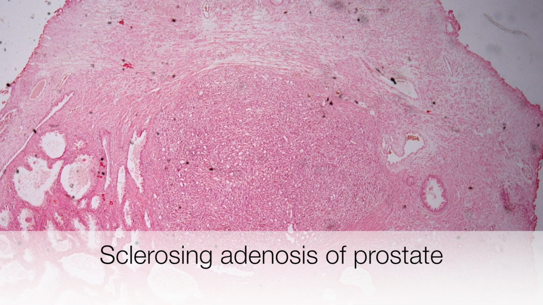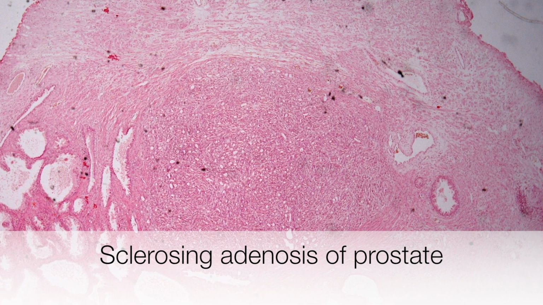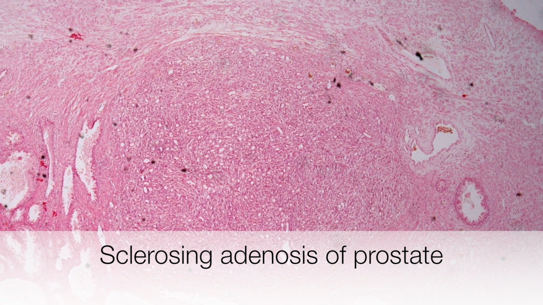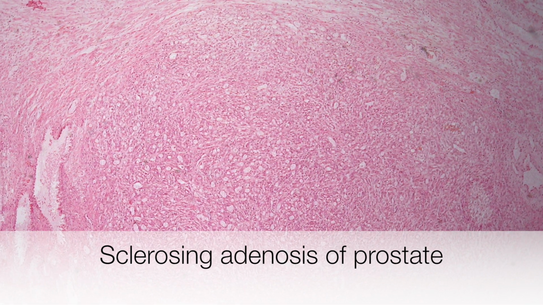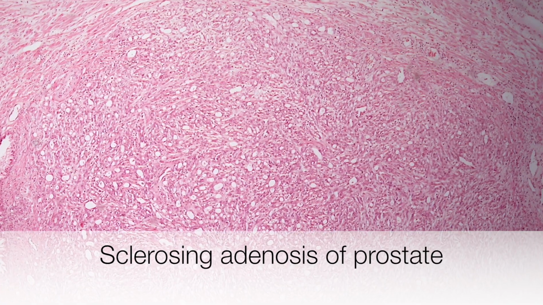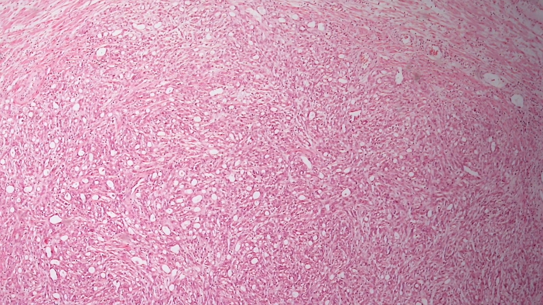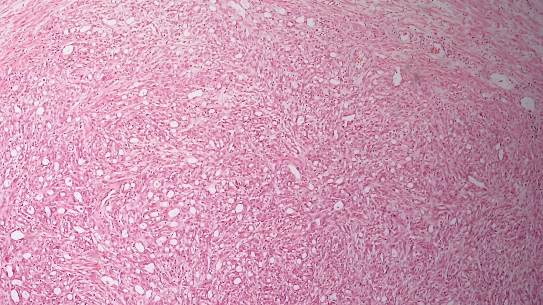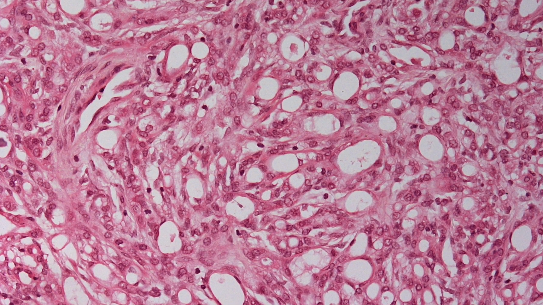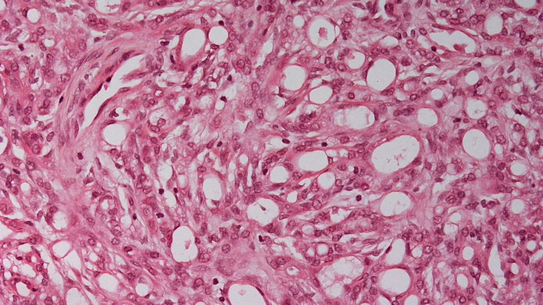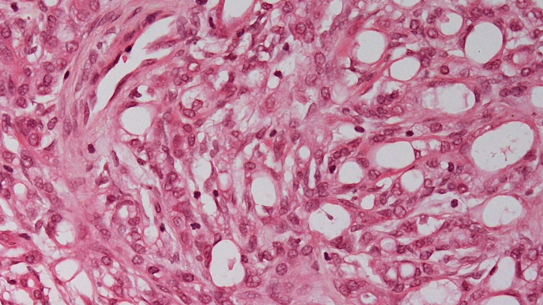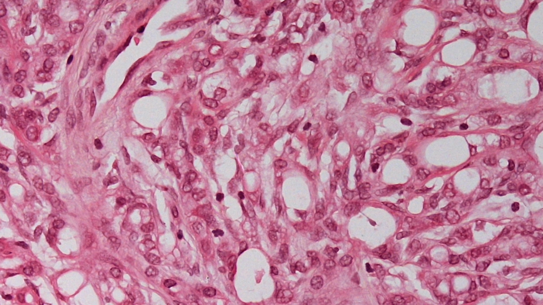Here is a TURP chip containing a nodule of sclerosing adenosis. This is a high power view where you can appreciate the highly cellular appearance of the lesion, and at the highest magnification you can see these rather distorted acini lying in a cellular sclerotic stroma.